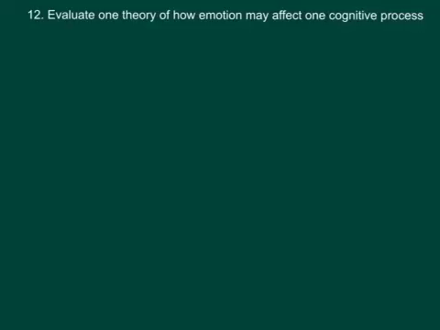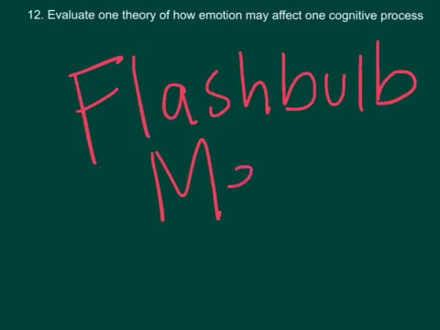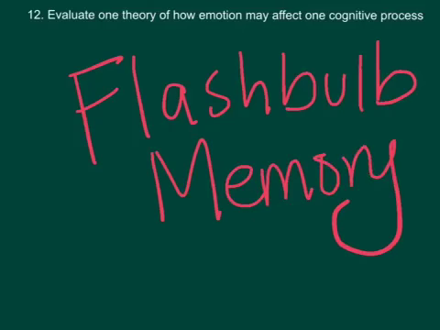Alrighty, the last learning outcome that we're going to look at for cognitive is number 12. Evaluate one theory, so we're evaluating the strengths and limitations of how emotion may affect one cognitive process. What cognitive process do you guys think we're going to be doing? Memory! So we're going to be dealing with flashbulb memory. Okay, the theory that strongly emotional events give us a super sensitive memory of that event.